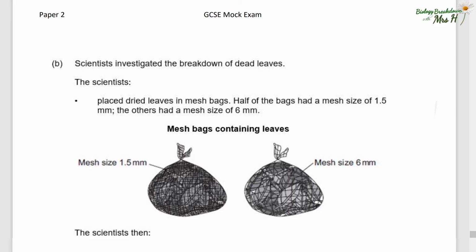Scientists investigated the breakdown of dead leaves. The scientists placed dried leaves in mesh bags. So these are bags with small holes in them. Half of the bags had a mesh size of 1.5 millimeters. The others had a mesh size of 6 millimeters. The 6 millimeter mesh will have bigger holes in it, and the mesh with 1.5 millimeters will have smaller holes.